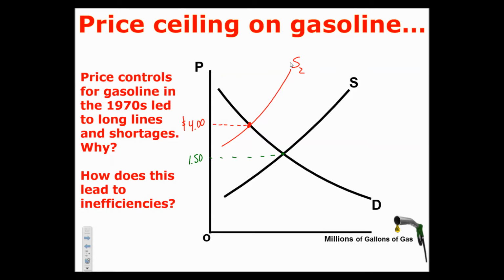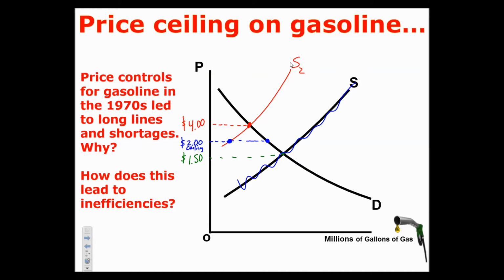Which would we rather pay, $1.50 or $4? Obviously $1.50. So politicians decided, I think the public will be happy and they'll vote for us if we help them out and say gas can never go above $2. So this becomes a ceiling. If we carry the ceiling across, this is our new supply curve and this is our demand curve. The other supply curve is irrelevant at this point because it no longer exists. So at our new equilibrium, the price should be $4, but there's a price ceiling in place.